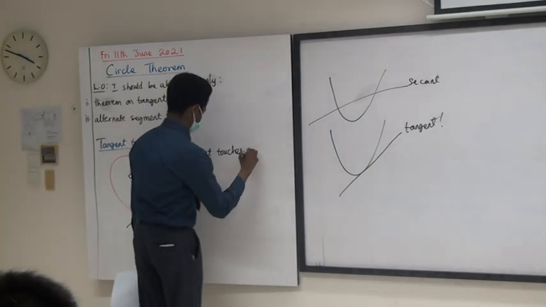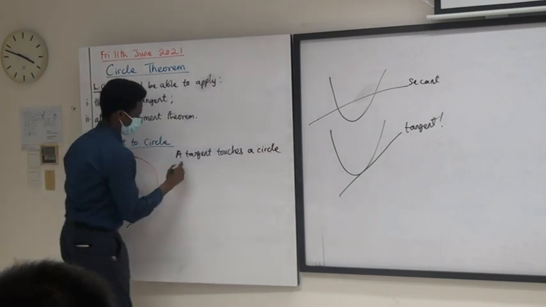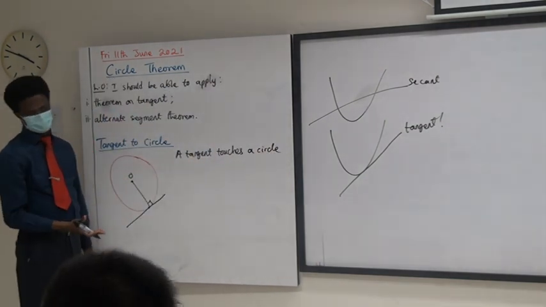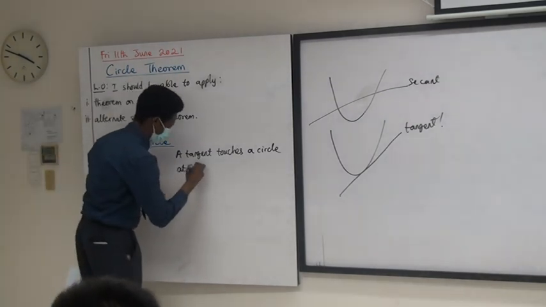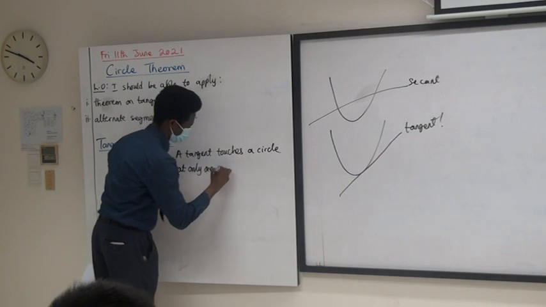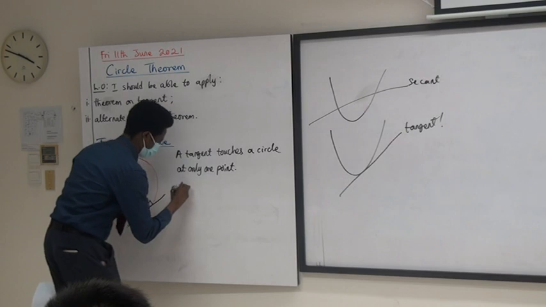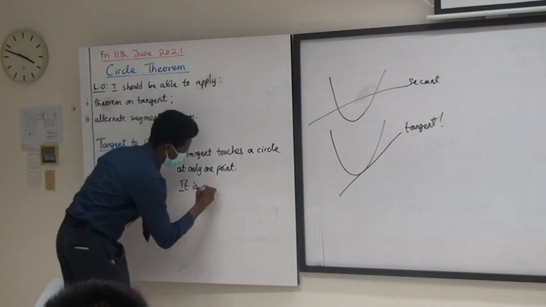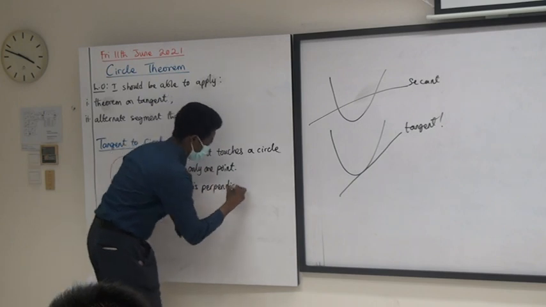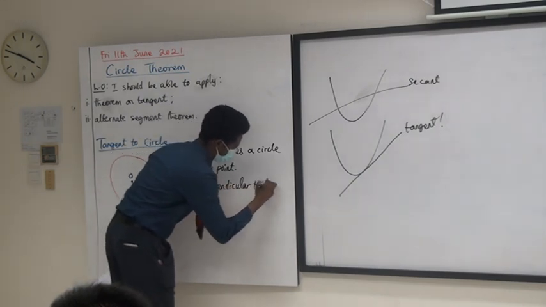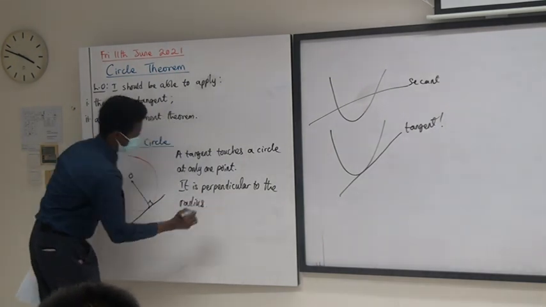So a tangent touches a circle or any curve actually, but we are focusing on the circle because this is circle theorem. Okay? It touches a circle at only 1 point. It is perpendicular to the radius. Those are the 2 things that make it a tangent. It's perpendicular to the radius, according to Mr. Tamash.